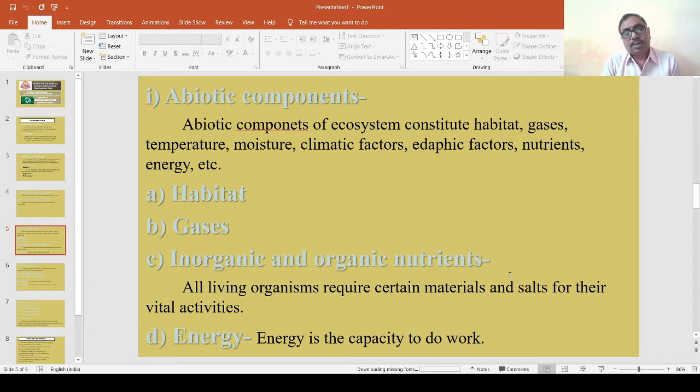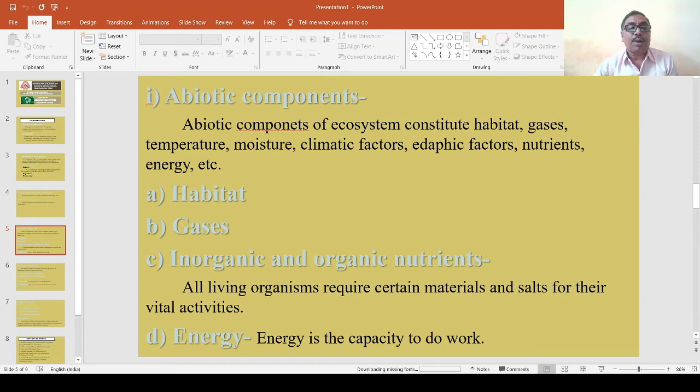Plants are known as autotrophs, and plants absorb inorganic and organic substances from their aquatic environment and synthesize their own nutrients. But heterotrophs, these are the animals, require organic nutrients by consuming autotrophs.